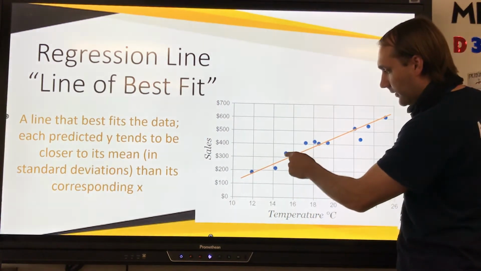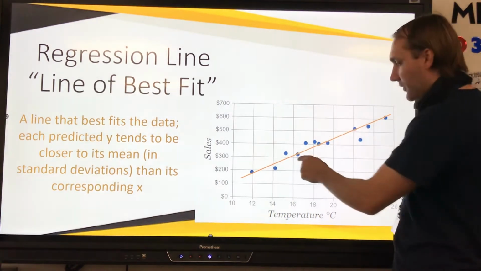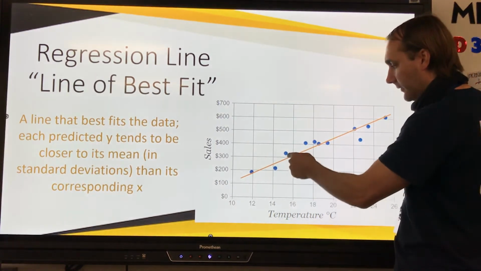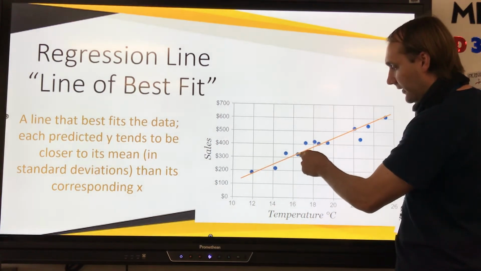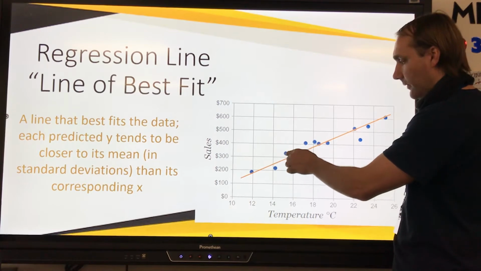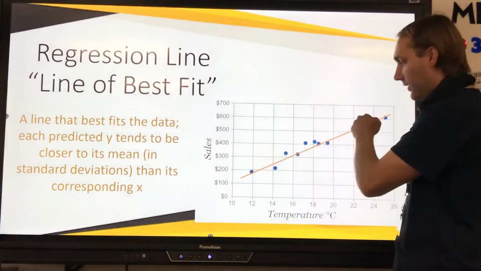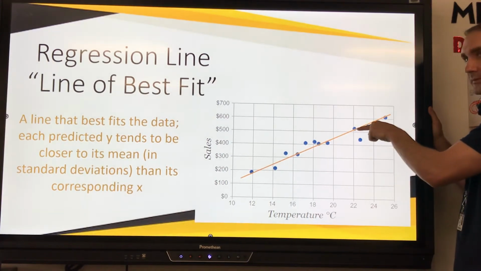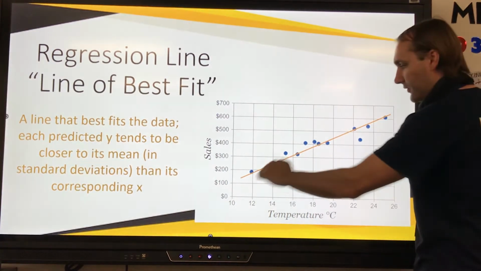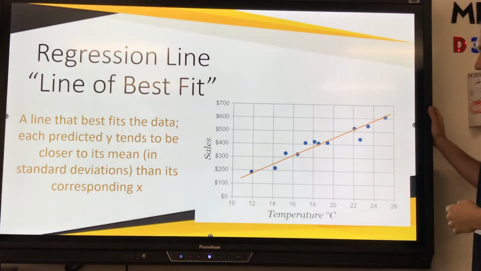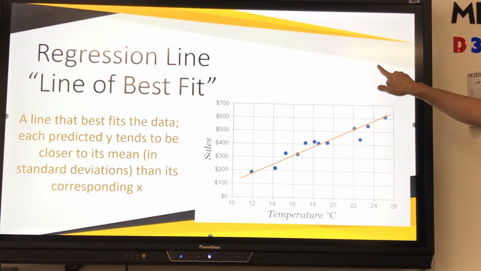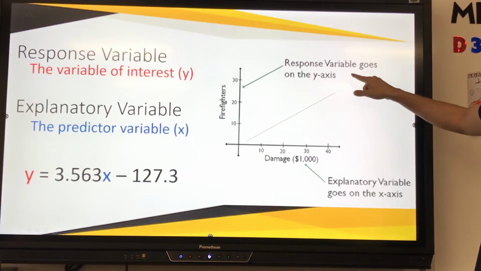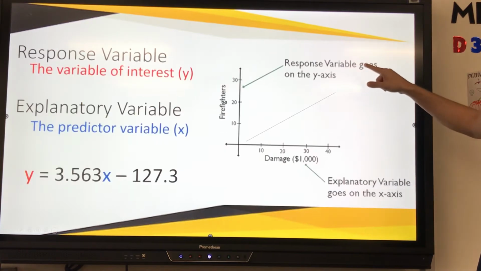Notice how this line represents more of the average than the actual point of this x. So I can see how this point is a little bit more towards the mean than this one, right? Because it's closer to the regression line. This point is farther from the mean than this point. Does that make sense? So this kind of represents the mean of your data, like so. Again, this is an Algebra 2 term, and we'll see how to calculate this line.